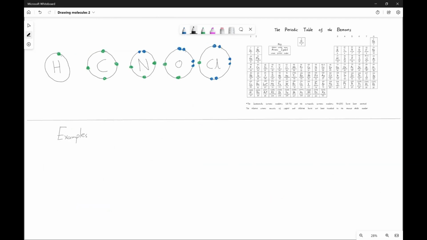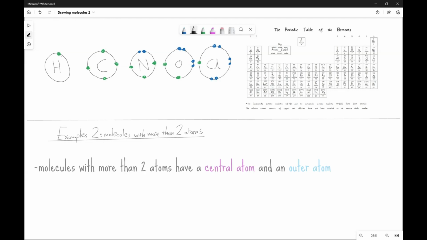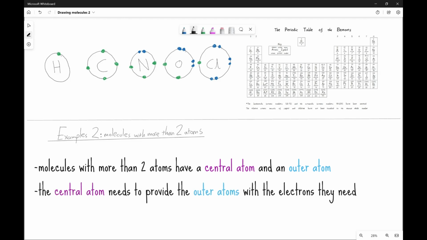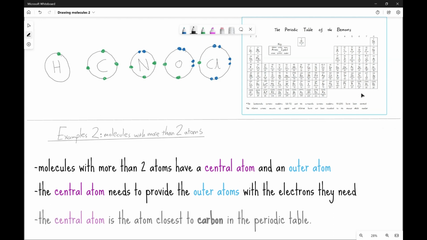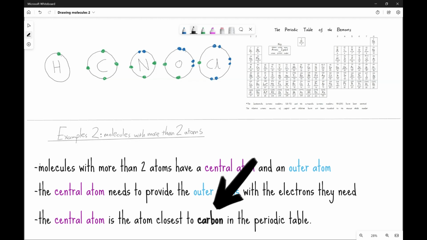Okay, we are now going to look at molecules with more than 1 atom. Now, molecules with more than 1 atom always have a central atom and an outer atom. The central atom needs to provide the outer atoms with the electrons they need. How do we know what the central atom is? Well, it is the atom closest to oxygen in the periodic table.